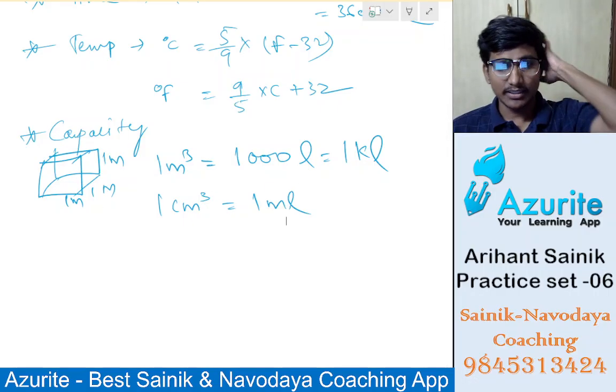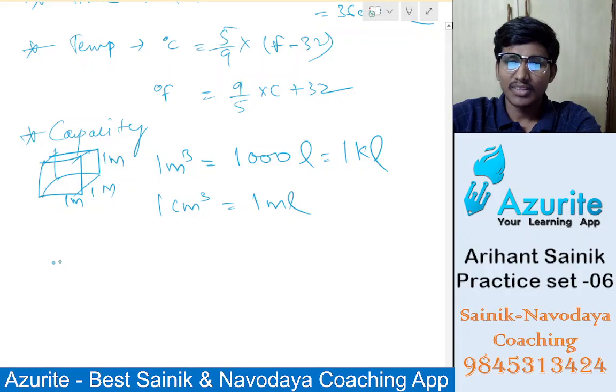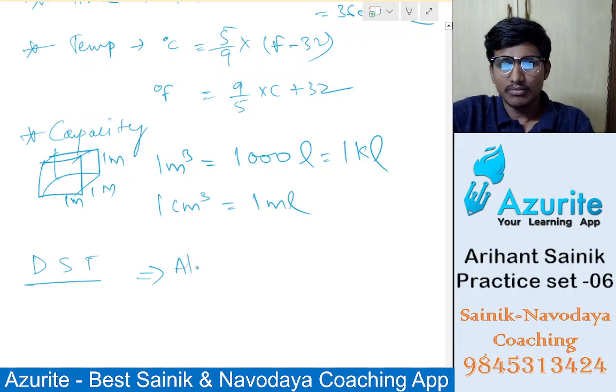So next, did everyone understand? Okay, let's go next now. That is distance, speed and time. So what you do is, an easy formula: you write it in alphabetical order.